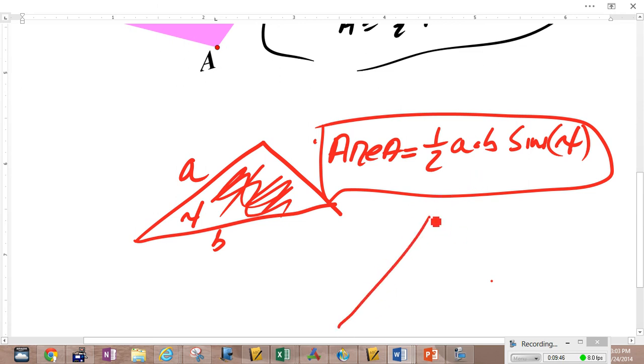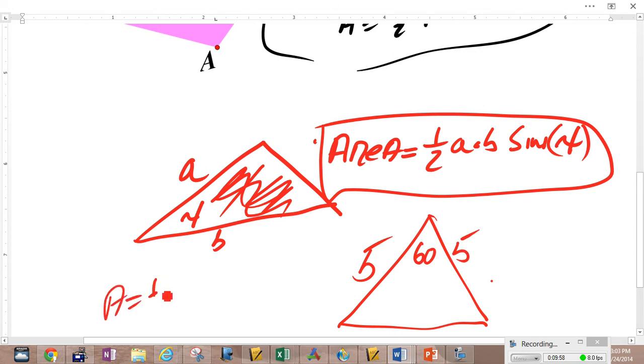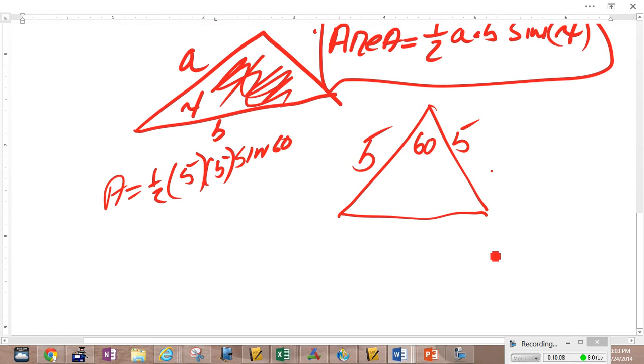What about an equilateral triangle? An equilateral triangle, 60 degrees. Let's say it's 5 and 5. What's going to be the area? Area is going to equal 1/2 5 times 5 times the sine of 60. Simple, real easy.